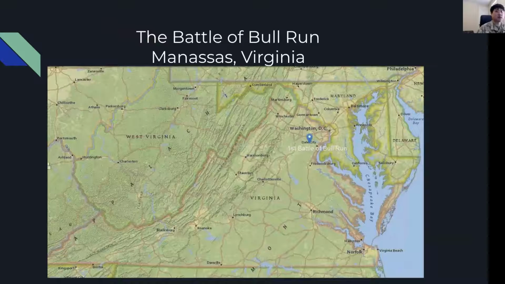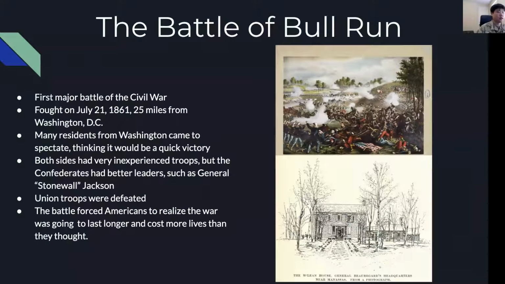The next battle we're going to be talking about is the Battle of Bull Run. It happened near the town of Manassas in Virginia, in the South. It was fought on July 21st, 1861, about 25 miles southwest of Washington, D.C. Many residents from Washington, D.C. actually came out to watch this battle. They brought picnic baskets and tried to make a day of it, thinking that it was going to be a quick and easy victory.